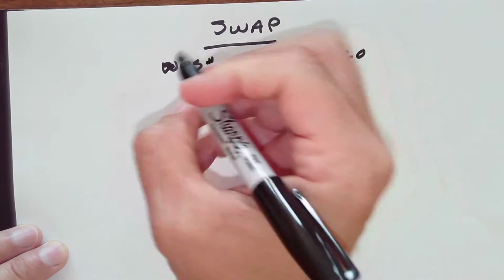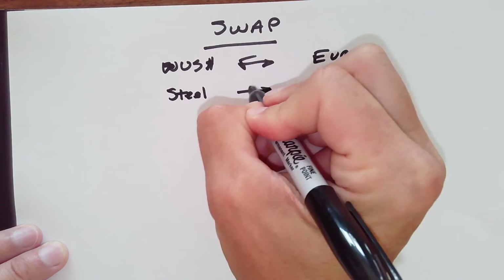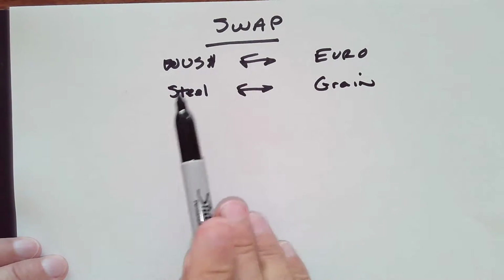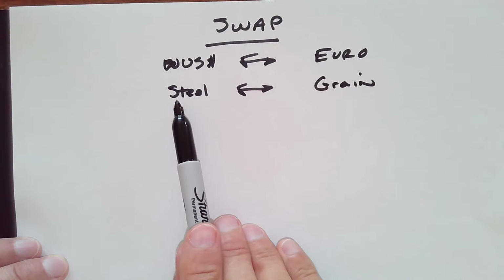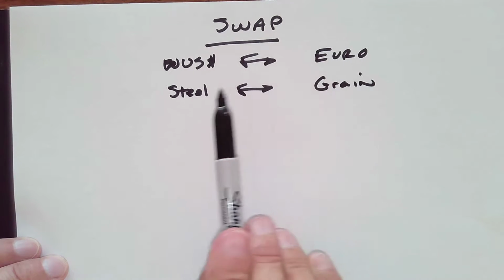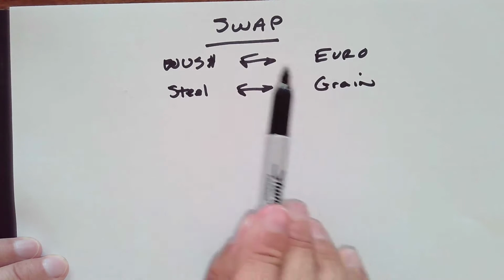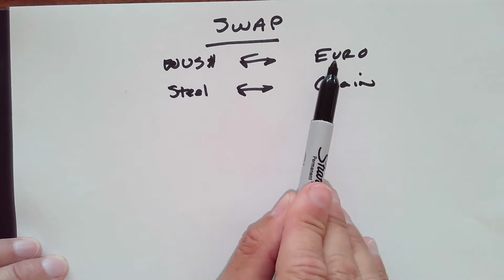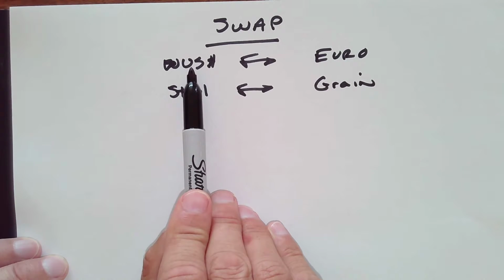You can swap steel for grain. Not going to see a whole lot of that. You can swap anything. I want grain, or I want the effect of the price of grain, versus I've got steel, I don't want the price of steel. I've got US dollars, and I don't want US dollars, I want euro exposure. And somebody on the other side has euro exposure, and they want US dollar exposure.